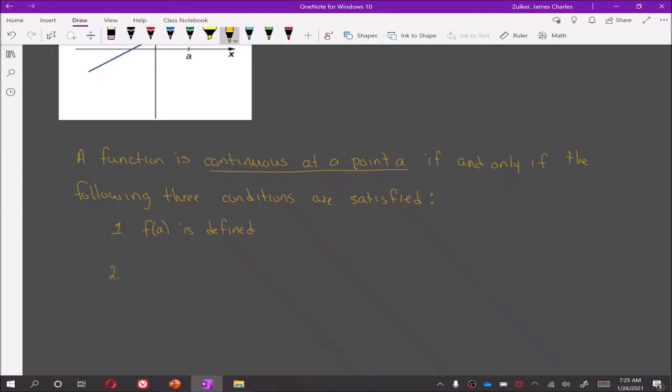Second, the limit as x approaches a of f of x must exist, because the second graph showed that if the limit does not exist, then the function cannot be continuous. Furthermore, third, the limit as x approaches a of f of x must equal f of a. The third graph showed that if it doesn't, then it can't be continuous.